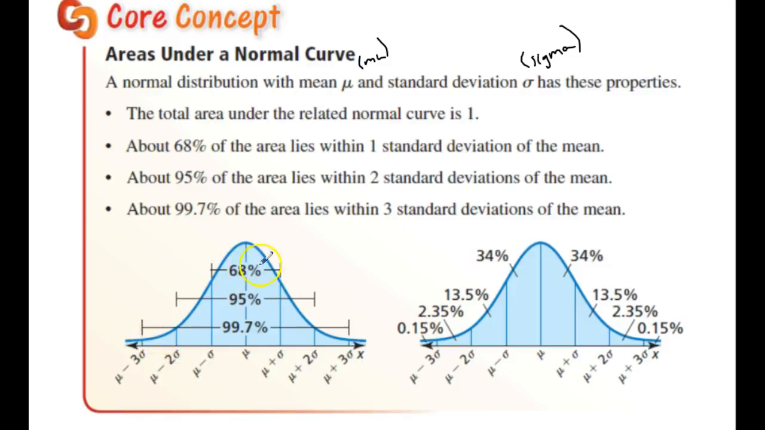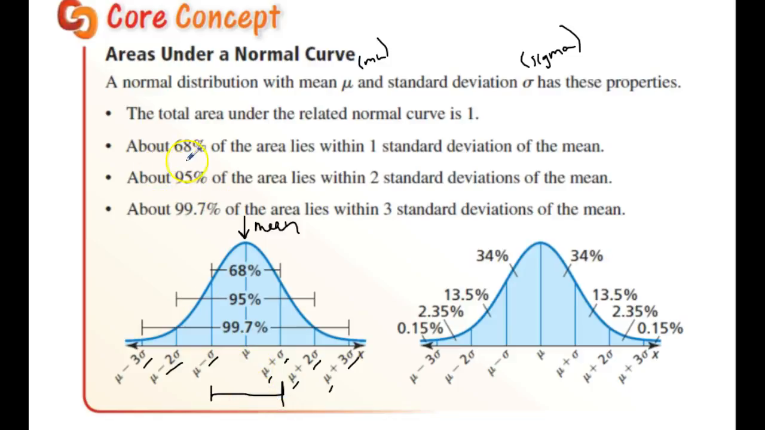So about 68% of the area lies within one standard deviation of the mean. My mean is always going to be right in the center. So then I can calculate my standard deviations, right? So here's my mean plus 1 standard deviation, mean plus 2 standard deviations, mean plus 3 standard deviations. And then again, I have to subtract a standard deviation and subtract 2 and subtract 3. So I always start with my mean, and then I'm looking at standard deviations on either side. So 68% of all of my data will fall within one standard deviation of the mean.